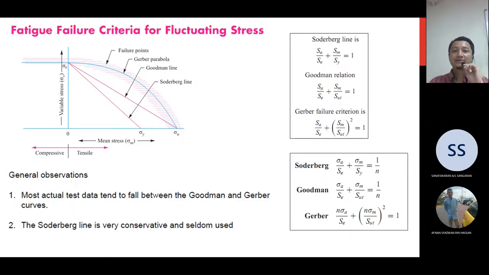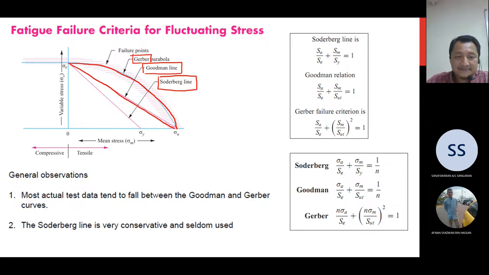So other than that, we can also follow failure criterion. The failure criterion follows these few scientists. For example, you can follow the Goodman line or Soderberg line or Gerber. Gerber's failure line is a parabola, meaning it is bigger, it trusts more. Goodman's failure line is a straight line. And then Soderberg is very strict, it's small.